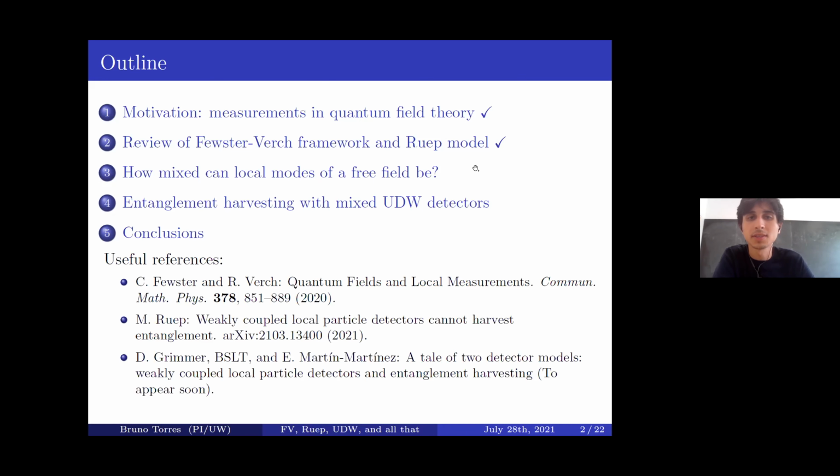My main goal in this talk will then be to address exactly how mixed local modes of a free scalar field can be, and also how the mixedness that is present in these initial probes can impact quantitatively the entanglement harvested in a situation that we have more control over, which is the case of Unruh-DeWitt detectors or Unruh-DeWitt-like detectors. As last time, these will be the main references you should keep in mind in case you get interested in the subject. This last one is currently under a few modifications, but should be public soon.